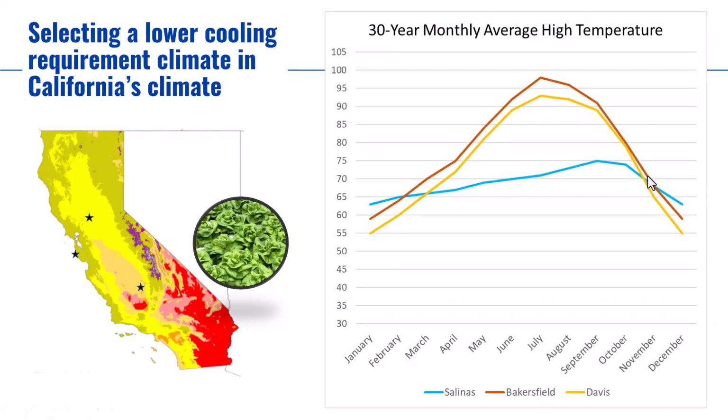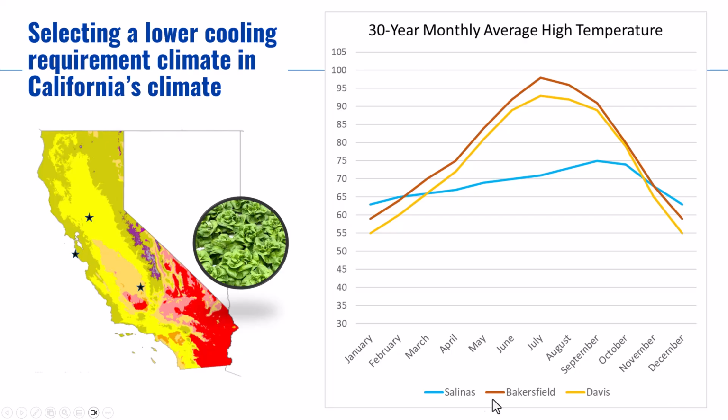Okay, here's another way to look at it. Graphs can make it more simple. This is one thing we do for clients in the controlled environment space: we look at 30-year monthly average high temperature. So these are the average high temperatures per month in a particular location.